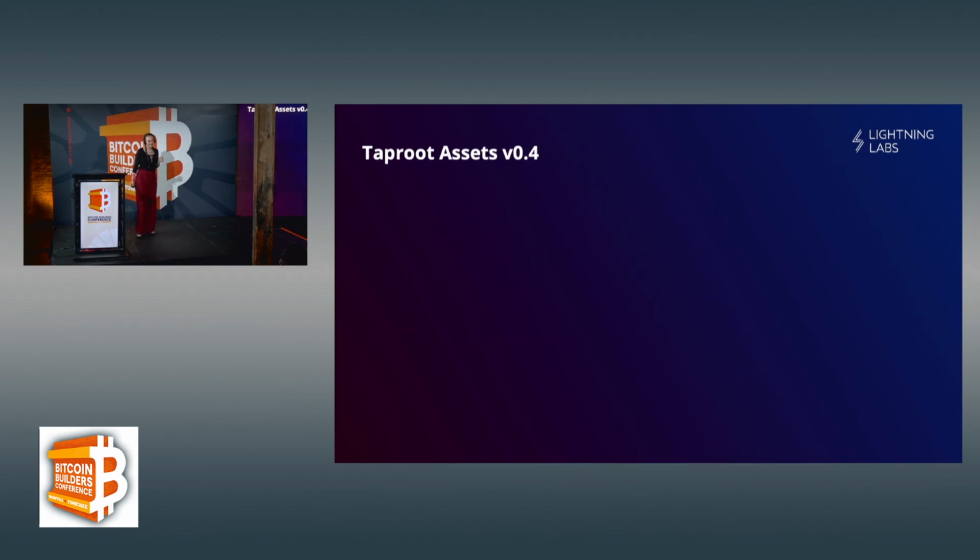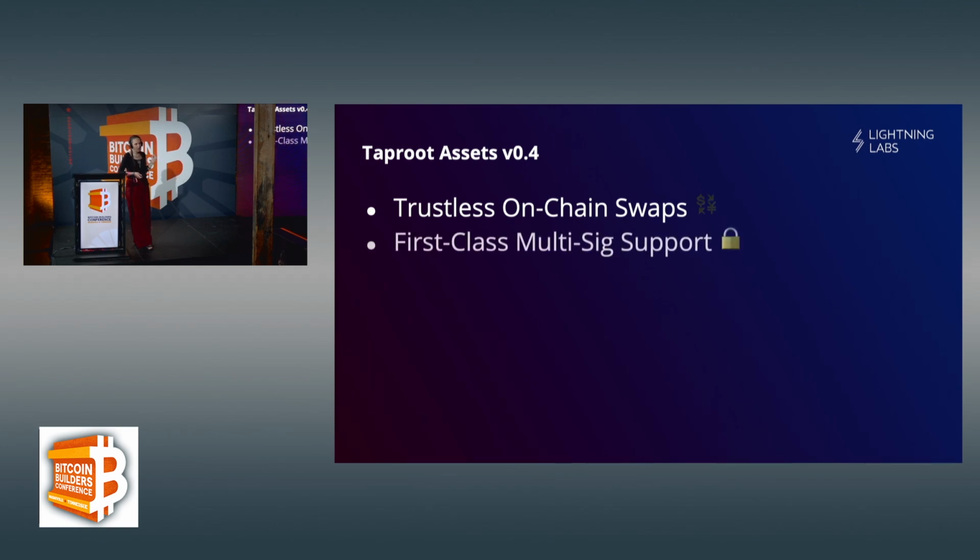Cool. All right. So Taproot Assets version 0.4, there's some really cool new features. We're going to talk about trustless on-chain swaps. We're going to talk about multi-sig support. And we're going to talk about assets in Lightning channels.